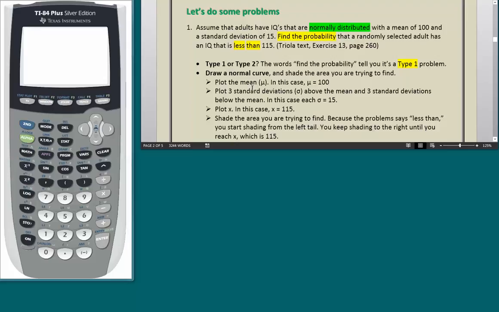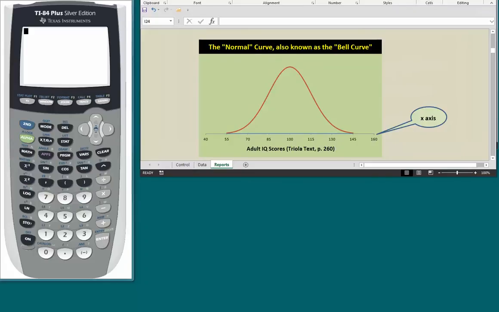So after we plot the mean, we're going to plot the 3 standard deviations, or sigma, above the mean and 3 standard deviations below the mean. And in each case, each standard deviation, each sigma equals 15, because that's what the problem tells us. The problem gives us the mean, which is right here, the 100, and the problem gives us the standard deviation, which is 15.